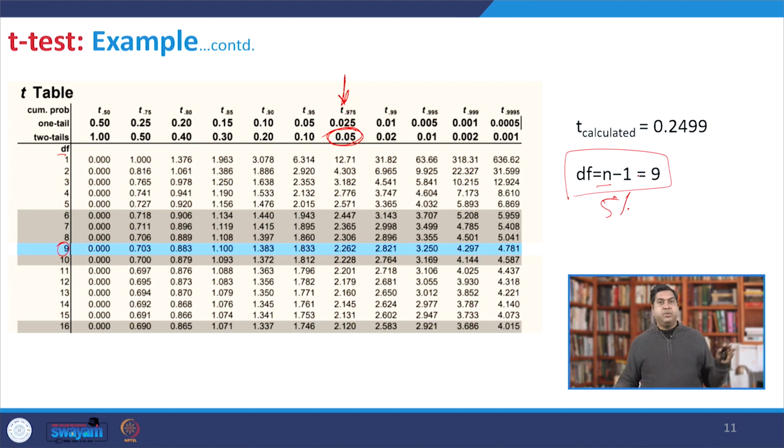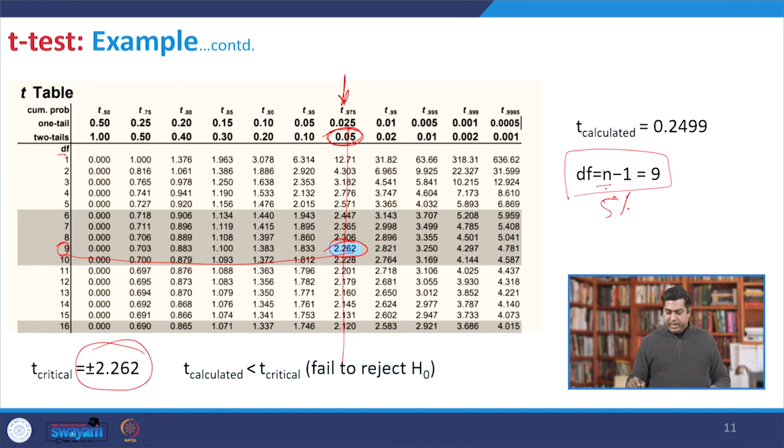If suppose the sample size was something like 12, then in that case we would have to look at 11, etc. So, with that, if you intersect this particular point, the t critical value that we get is plus minus 2.262. Now, we have the critical value more than the calculated value, or in other words, the calculated value less than the critical value.